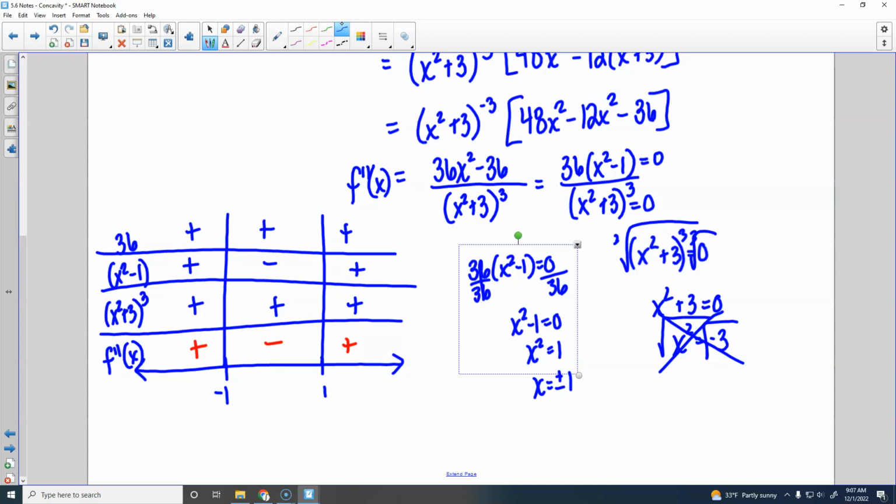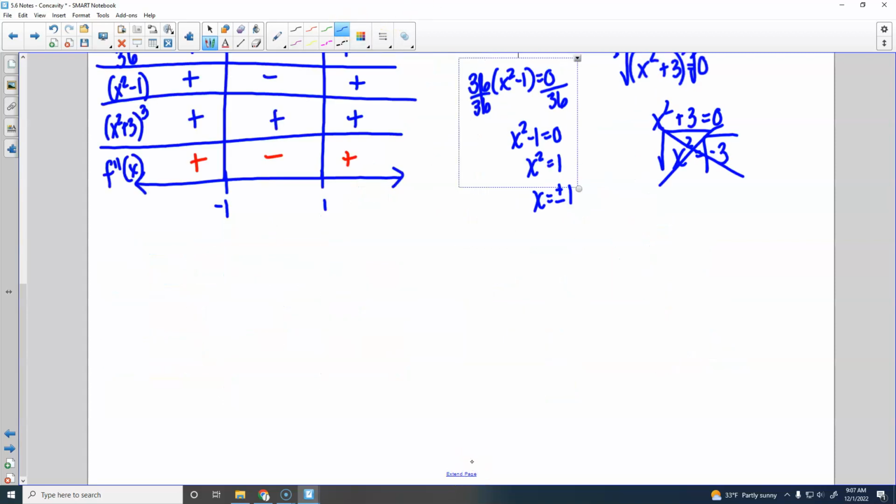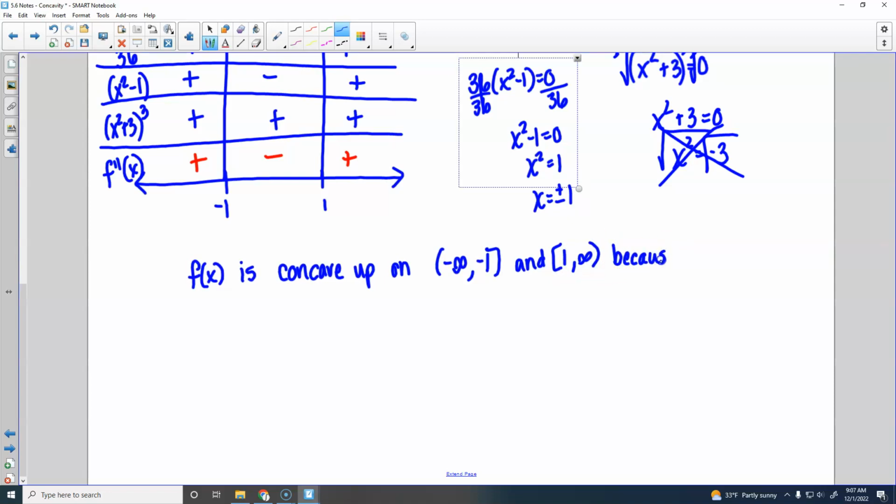All right, questions? All right, so you have to conclude. So we would say f of x is concave up on negative infinity to negative 1 and 1 to infinity because f double prime of x is greater than 0 on these intervals.